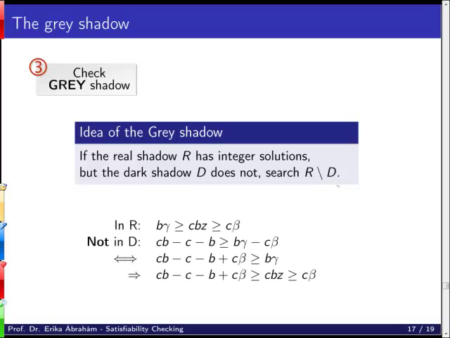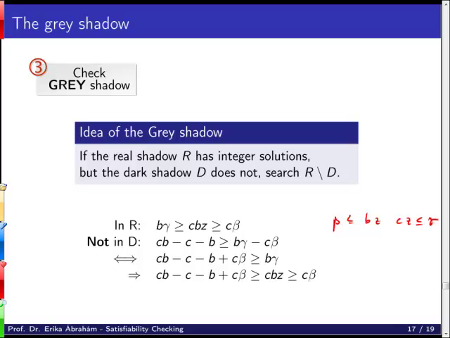We know that it is in the real shadow. So again, if I have beta less or equal b times my variable, and c times my variable is less or equal gamma, then I get this inequation by multiplying both sides with c, respectively b. This is the condition for having a solution in the real.